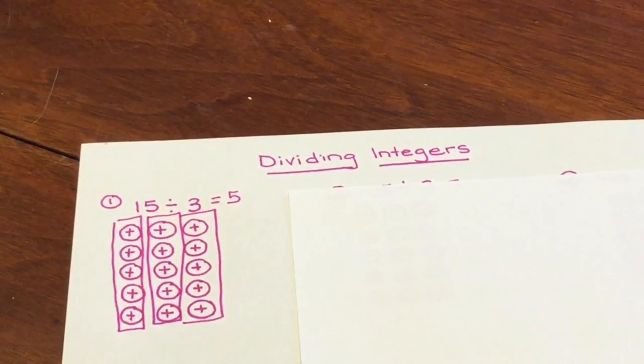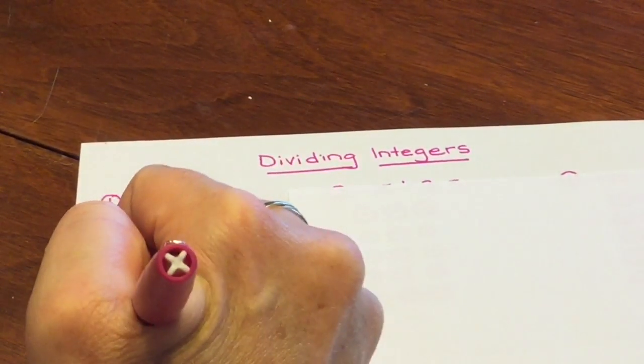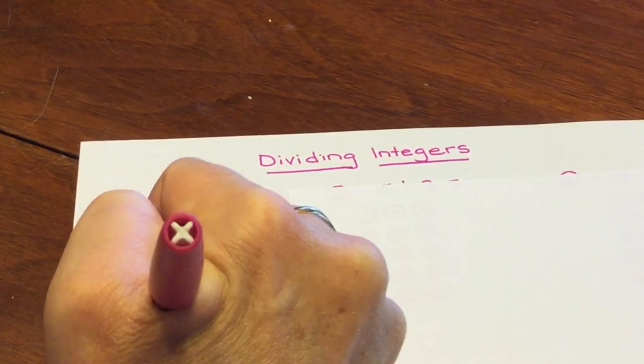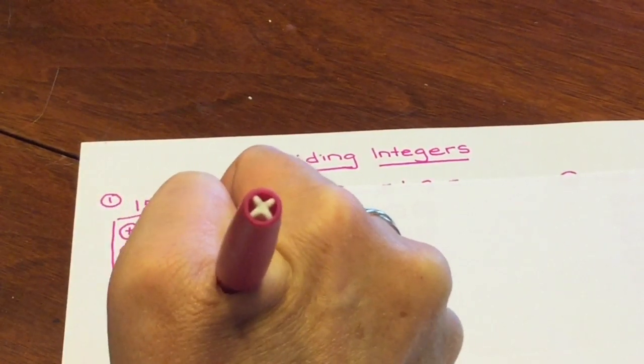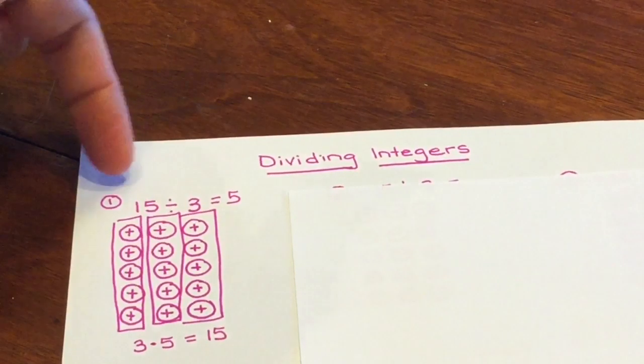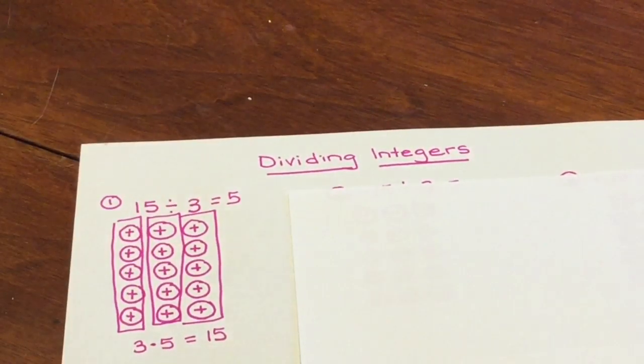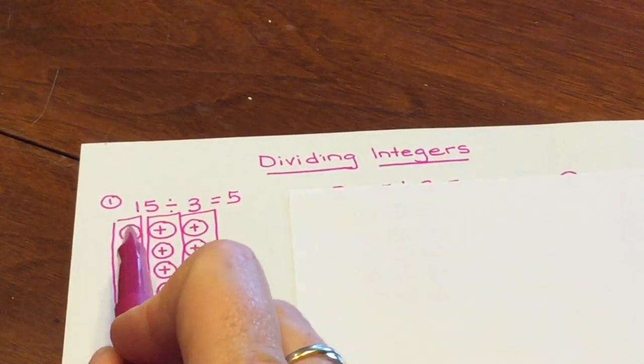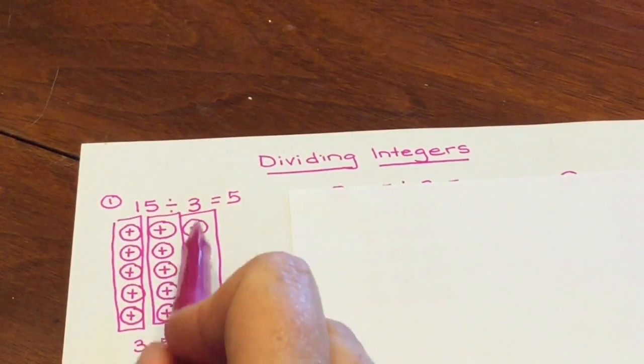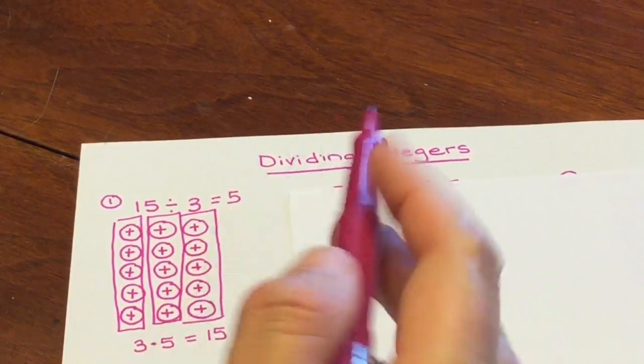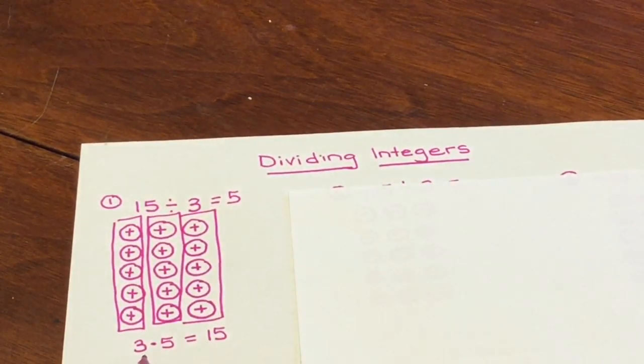Well, if you think about it, dividing is the opposite of multiplying. So you will notice that we could say 3 times 5 is 15, which is the opposite of 15 divided by 3 is 5. We took a positive and divided it into 3 groups, so that's a positive, and we ended up with a positive. Just like when we were multiplying, a positive times a positive gives us a positive.